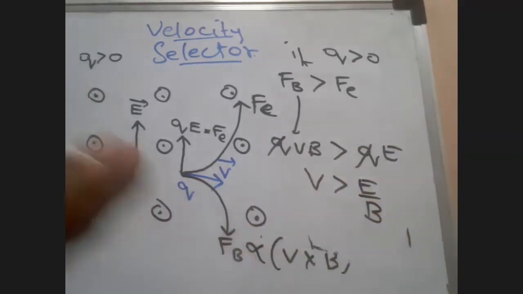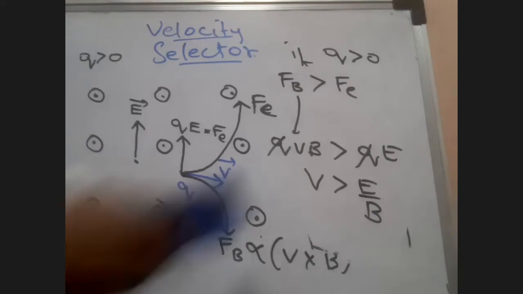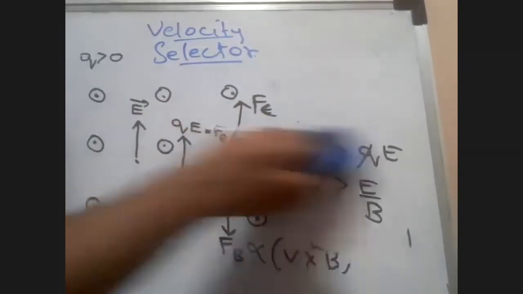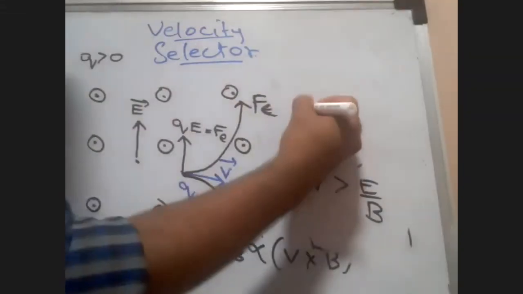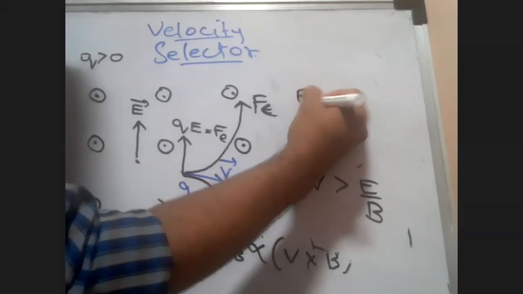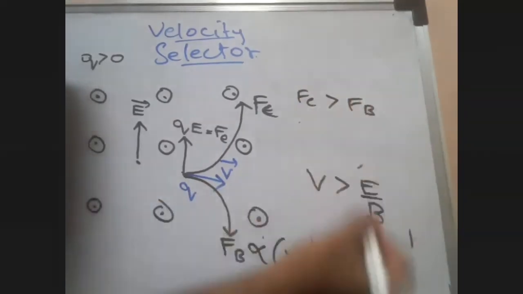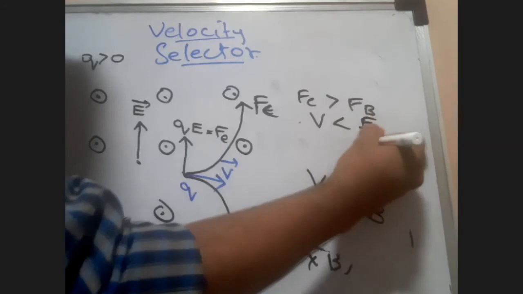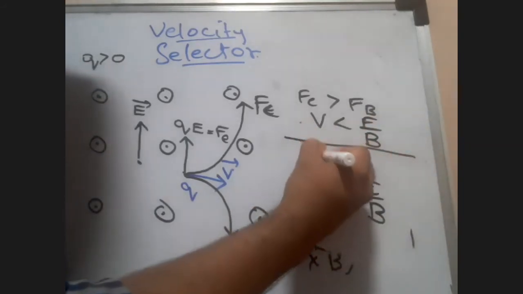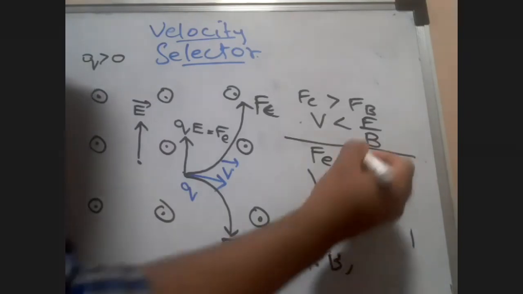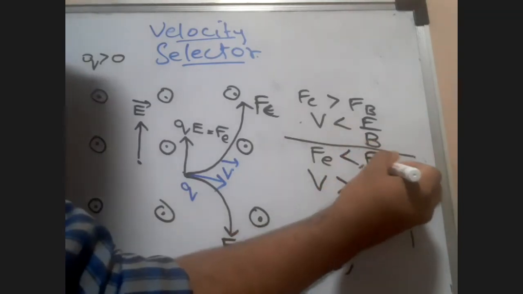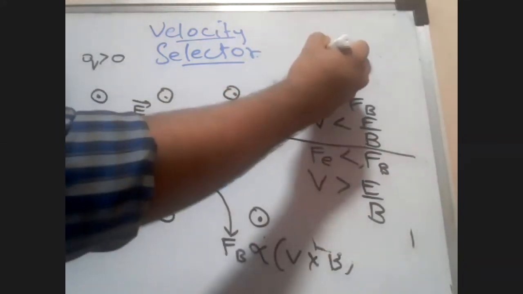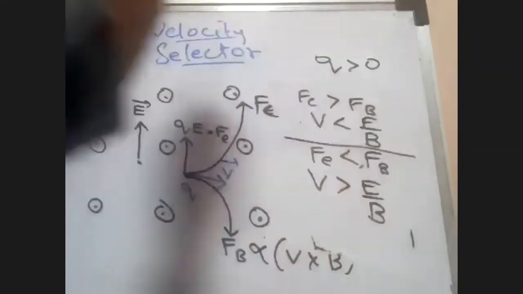So students, what I'm trying to tell you right now is that I have got two relations here. What is my first relation? That for FE greater than FB, velocity is less than the ratio E by B. And for this condition, electric force smaller than magnetic force, I've got this other condition. Two conditions, students, and both the conditions hold when q is greater than 0.